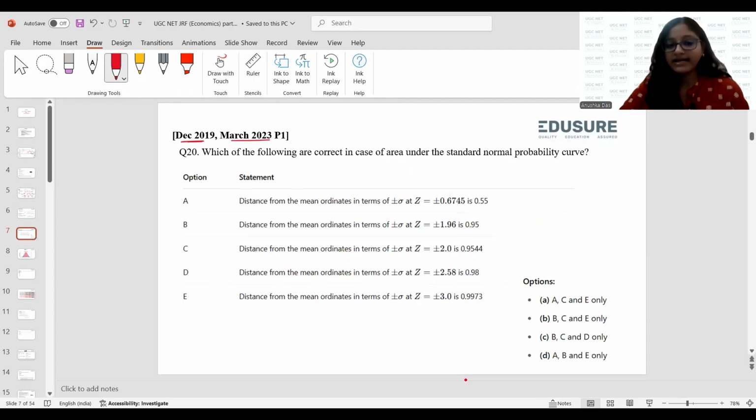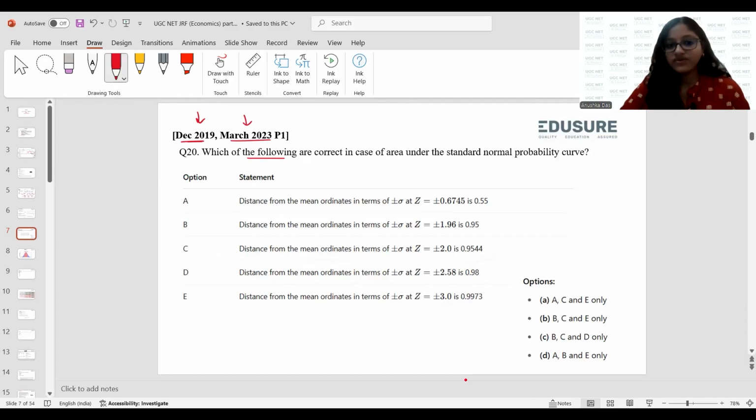Okay, now let's see the next question. This is the December 2019 paper, and this question has repeated multiple times. I have only given you the questions where either the concept is very important, they can give you associated concepts, or the question has been repeated many times. I have focused on those questions only. This is such a question, December 2019 and March 2023, so they have repeated this in 2 recent years.